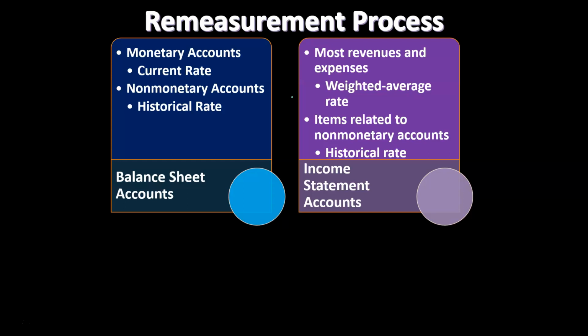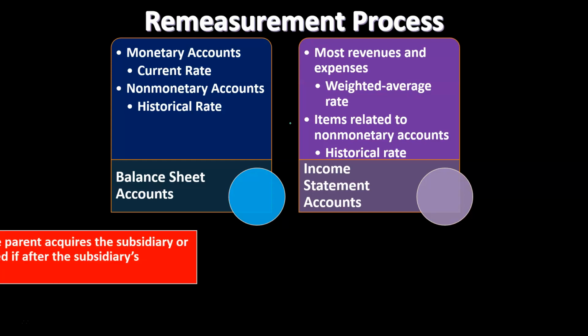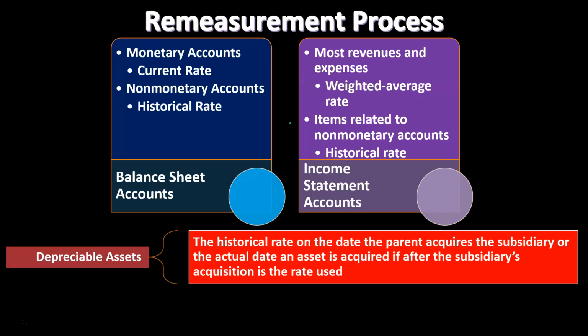However, there is a difference for remeasurement in that items related to non-monetary accounts will use the historical rate. So items tied to a non-monetary account, things like depreciation, which are linked to the asset, will use a historical rate, which is something that will differ between the remeasurement process, which we're looking at here, and the translation process.